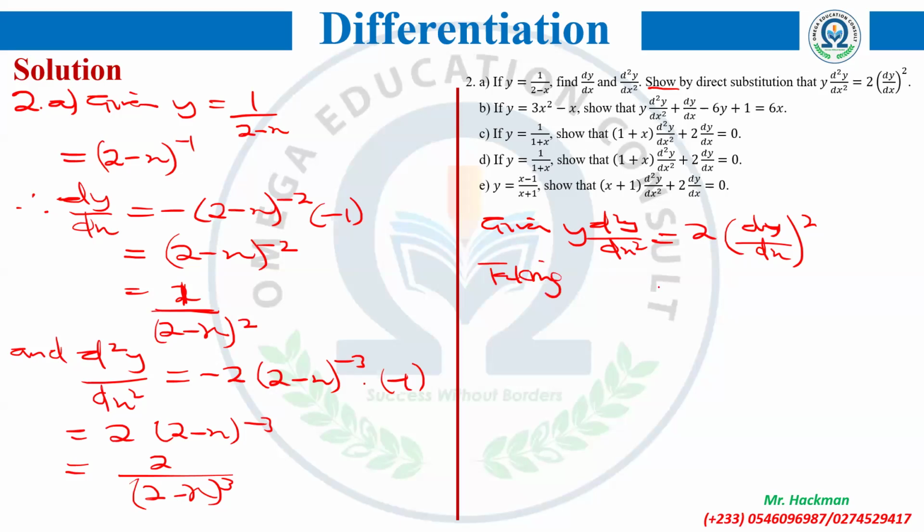Taking my left-hand side, which is y d squared y over dx squared, this will be equal to y, which is 1 over 2 minus x, times d squared y over dx squared. What is d squared y over dx squared? Which is this. Is that clear? So that will give you times 2 over 2 minus x cubed, because here we were asked to use direct substitution. So that will give us what we have here.